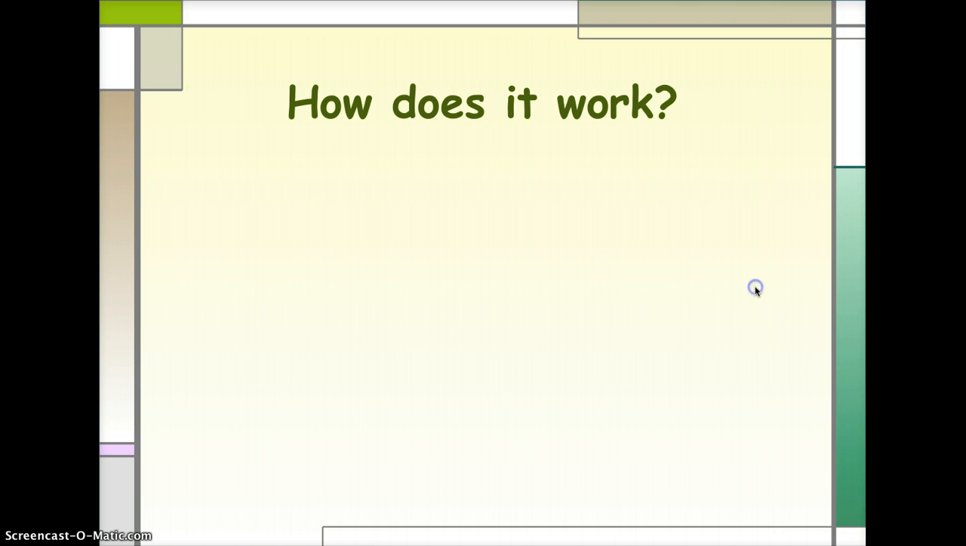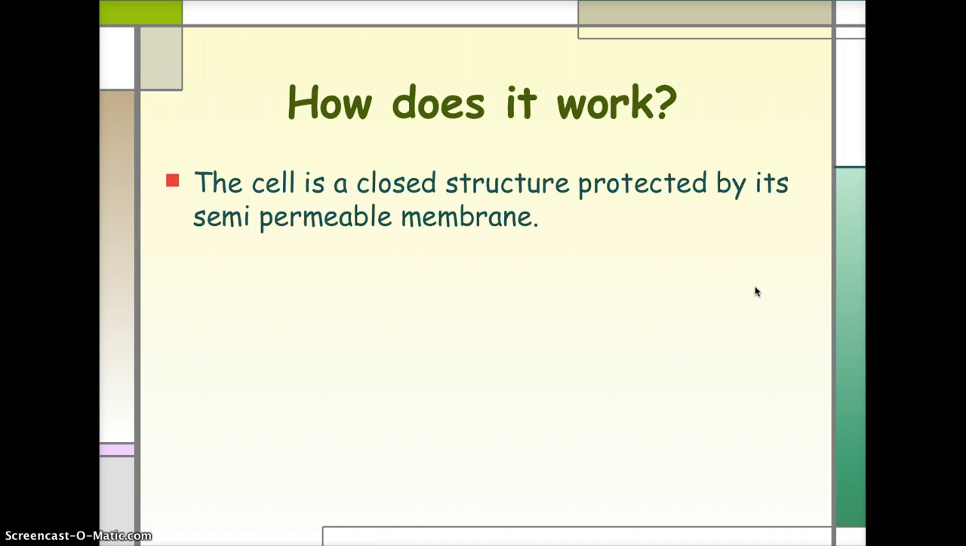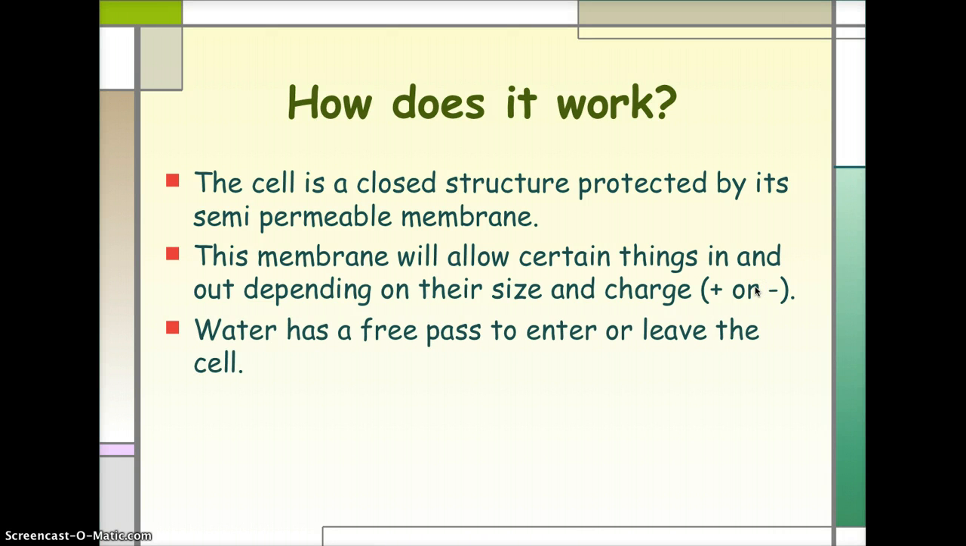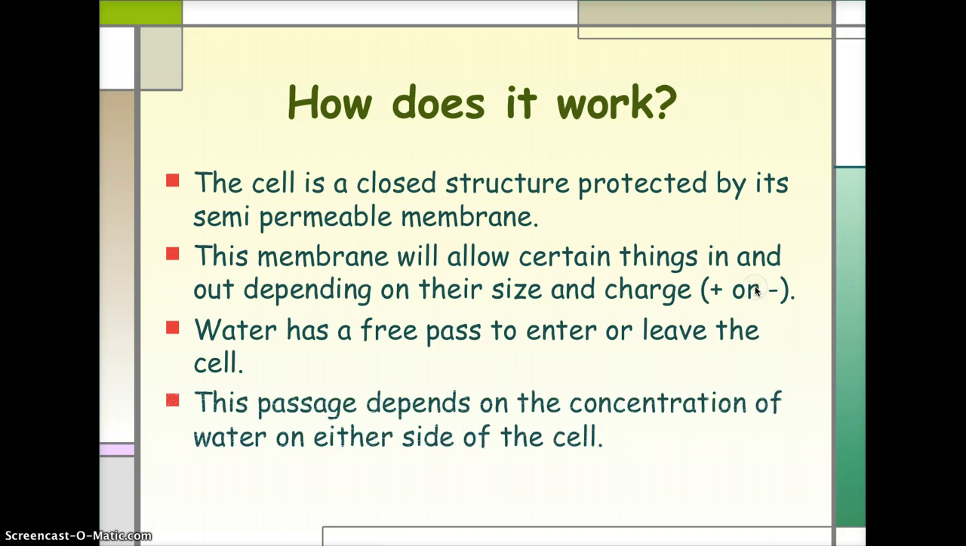So let's look at how it works. The cell is a closed structure and it's protected by its cell membrane. And the membrane only allows certain things in or out depending on their size and or their charge. Water can enter or leave whenever it wants. And that passage depends on the concentration of water on either side of the cell.